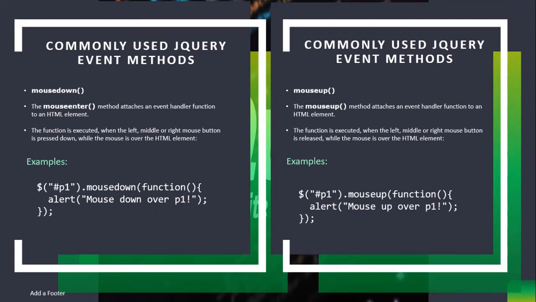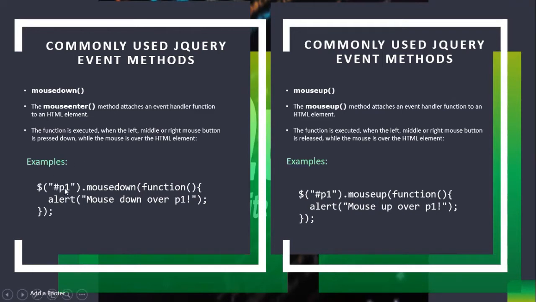mouse down. The mouse down method attaches an event handler function to an HTML element. The function is executed when the left, middle, or right mouse button is pressed down, while the mouse is over the HTML element. So mouse down. So this is our code.